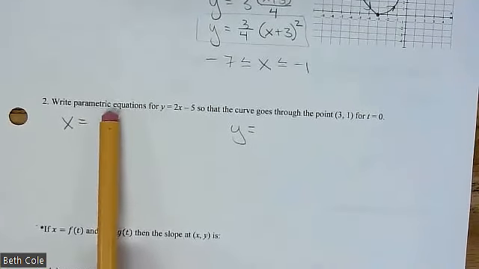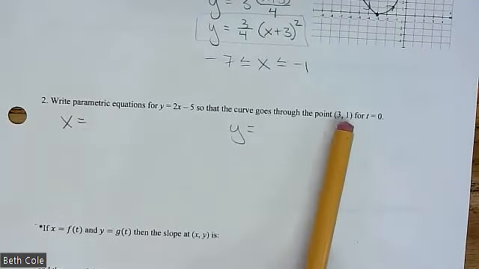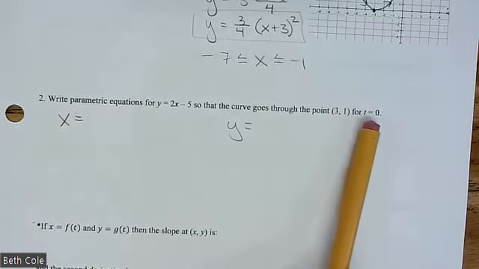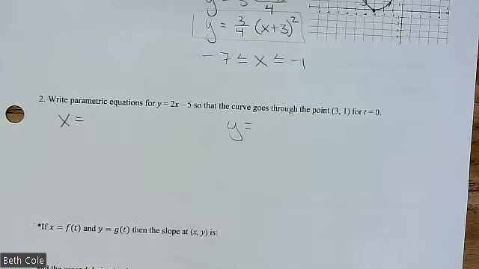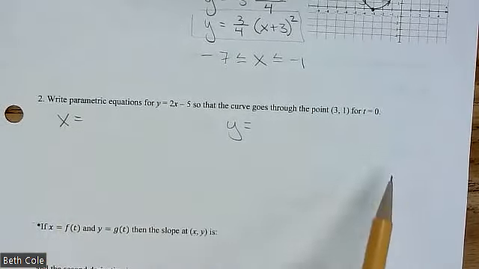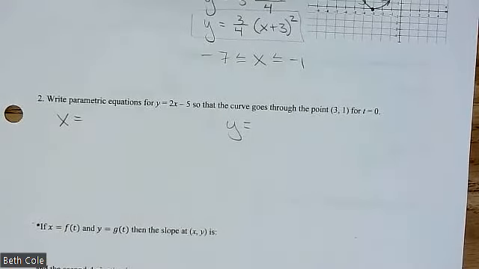What do you think about for x? Let's do that one first. You would want it to go through 3, that's our x coordinate there, at time 0. Make it as least complicated as possible. What can I put in here with a t so that if you plug in 0, you would get 3?